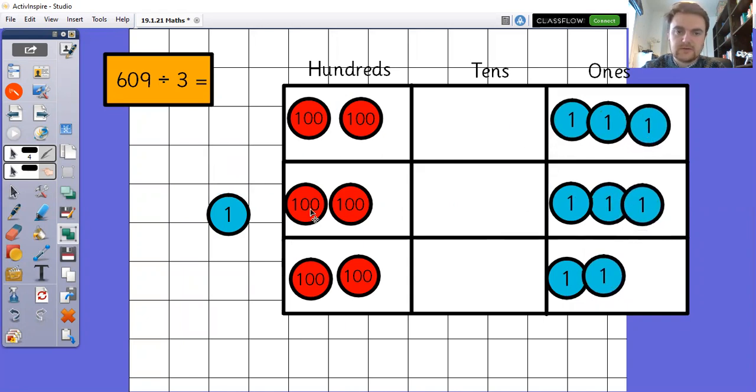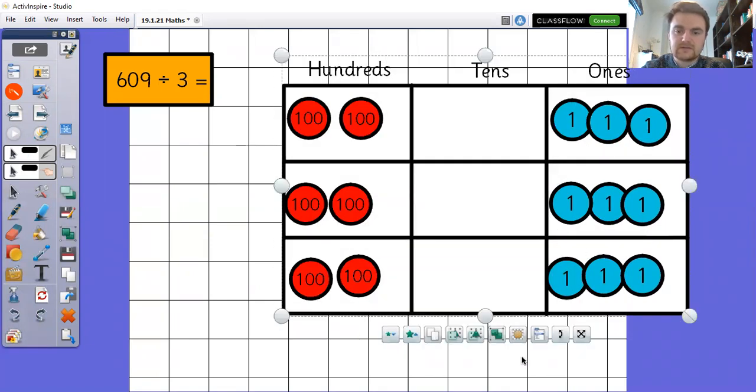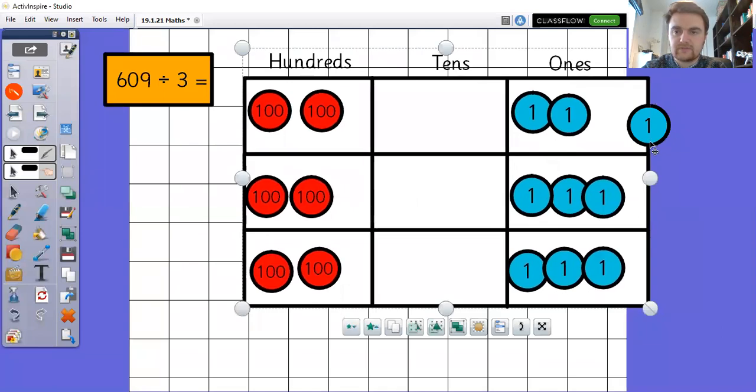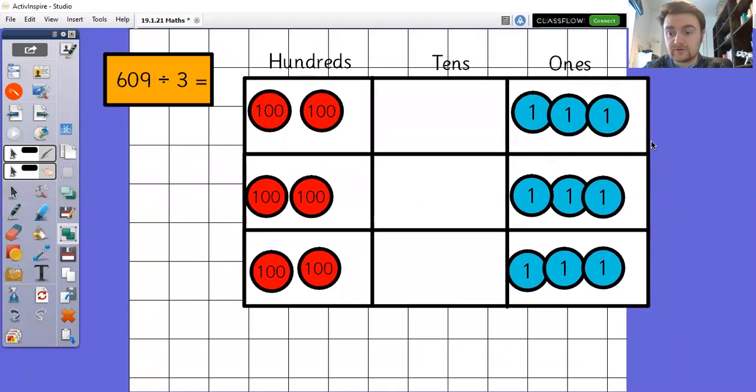So hopefully that will end up working out. There we go. So I can see that each row has got an equal amount in them, and each row's got 203 ones in, which gives us 203. So 609 shared between 3 things gives us 203.